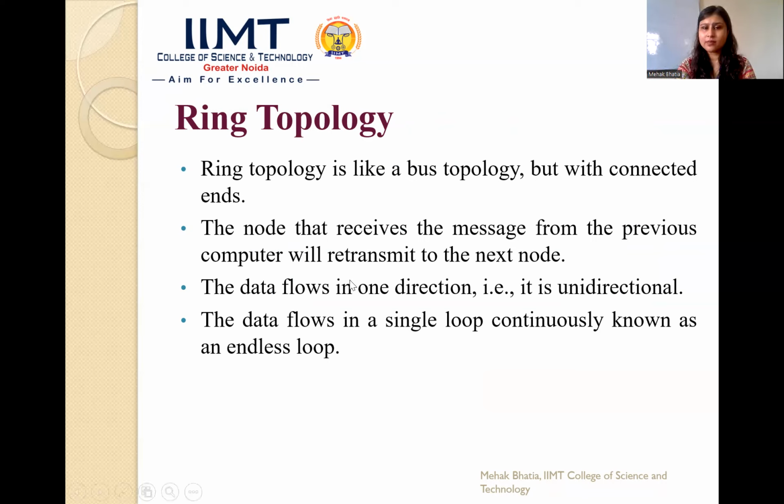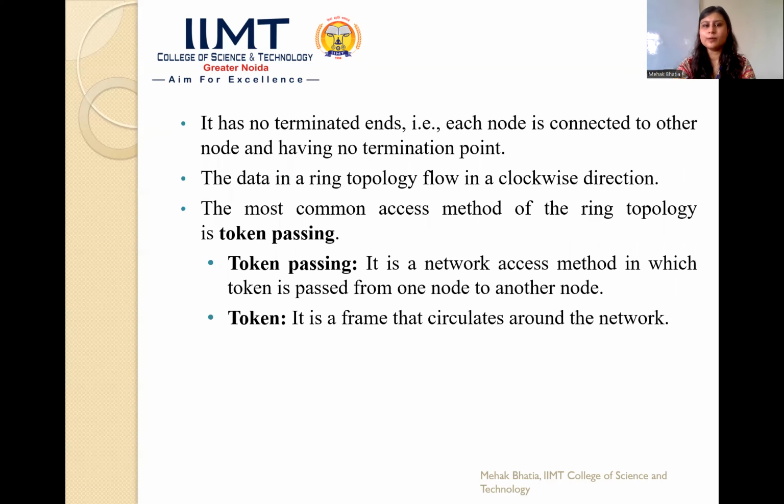Now, one of the very important characteristics is that the data flows in one direction. That is, it is unidirectional in nature. Data flows in one direction only. The data flows in a single loop continuously, known as an endless loop. It has no terminated ends. There is no end point in the ring topology because the ends are also connected with each other. That is, each node is connected to another node, with no termination point.